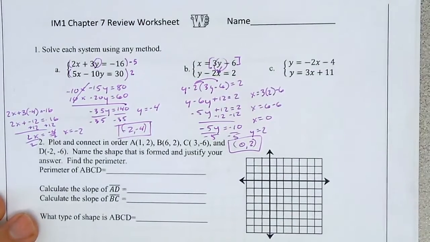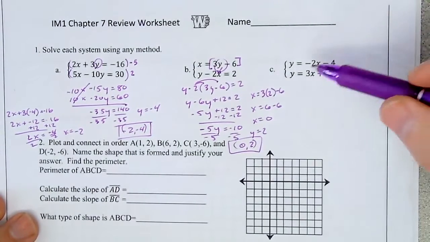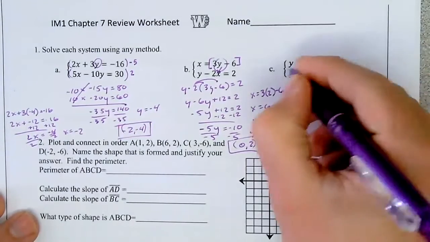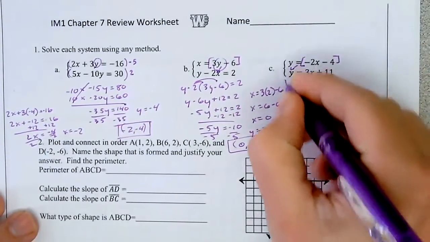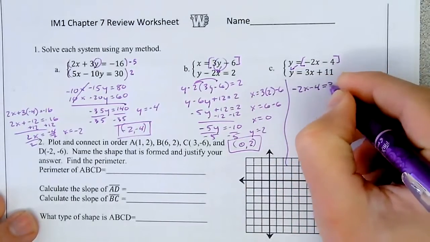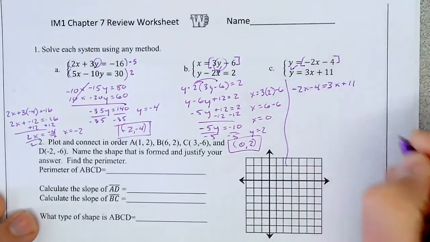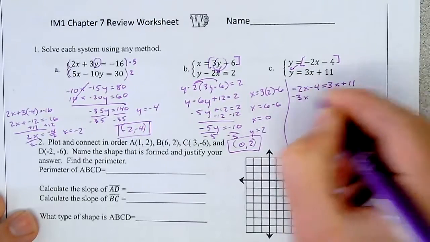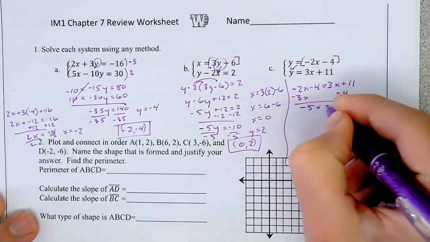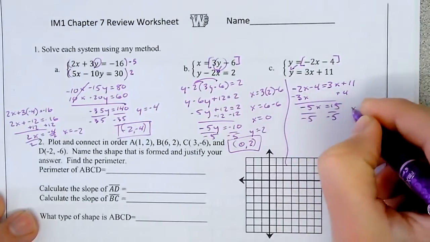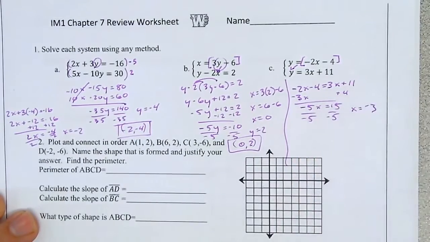Okay, if you had graph paper, you can graph it. If not, just set them equal to each other. Plug this in for y here. -2x minus 4 equals 3x plus 11. Subtract 3x, add 4. Got -5x equals 15. Divide by -5, x equals -3.